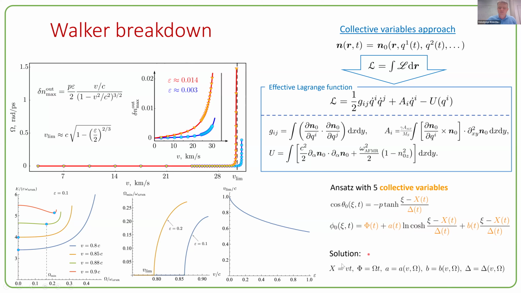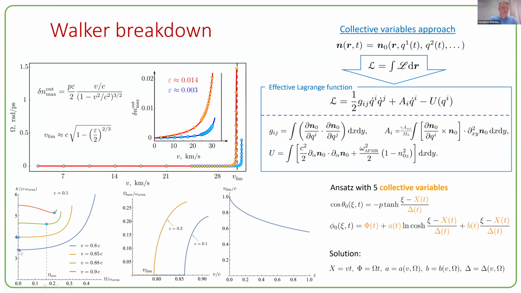a simple solution. So x is just a linear function of time, so it just means that we have motion with constant velocity, and we have rotation of spins in the domain wall with some constant frequency. Now we can express the rest of the collective variables via velocity and this frequency, substitute into the energy, and see how energy depends on this velocity and frequency. And we see, for example, how energy depends on frequency of rotation for different velocities.